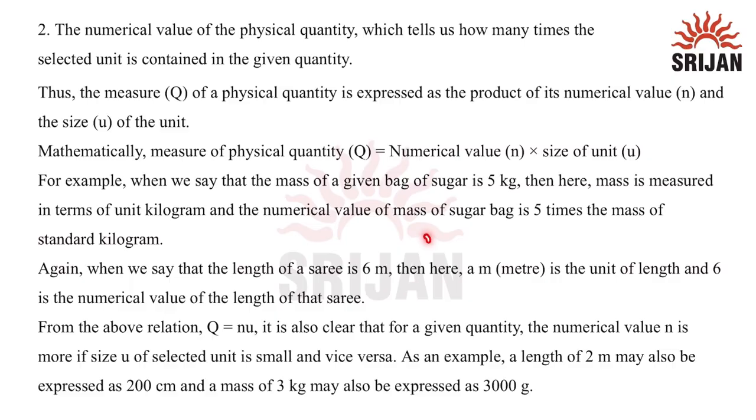For the above relation Q equals nU, it is also clear that for a given quantity, the numerical value n is more if size U of a selected unit is small, and vice versa. For example, a length of 2 meter may also be expressed as 200 centimeter, and the mass 3 kg can also be expressed as 3000 gram.